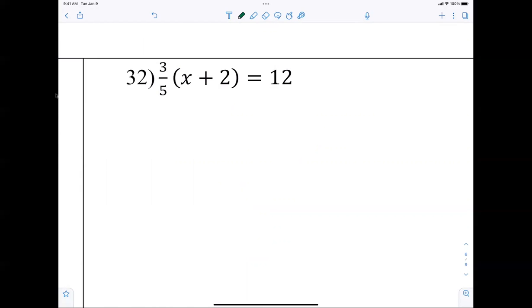Reciprocal, reciprocal, what is it? 5/3. Yay, 5/3. All right, now what? Convert that to 20, because yes, you do. x plus 2 equals 20 minus 2, 18, x plus 8. Wow. Finally got one right. Finally. X equals 18.